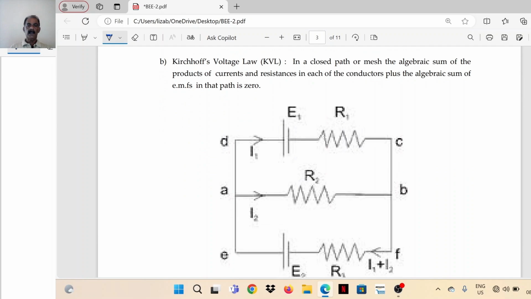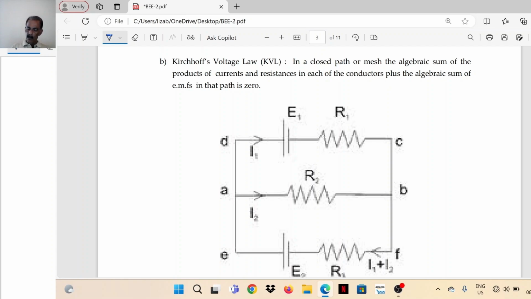Now next is Kirchhoff's voltage law. The law states that in a closed path or mesh, the algebraic sum of the products of currents and resistances in each of the conductors plus the algebraic sum of EMFs in that path is 0.